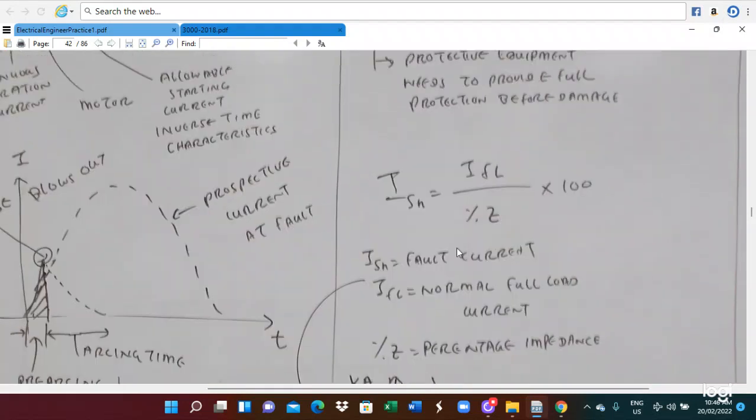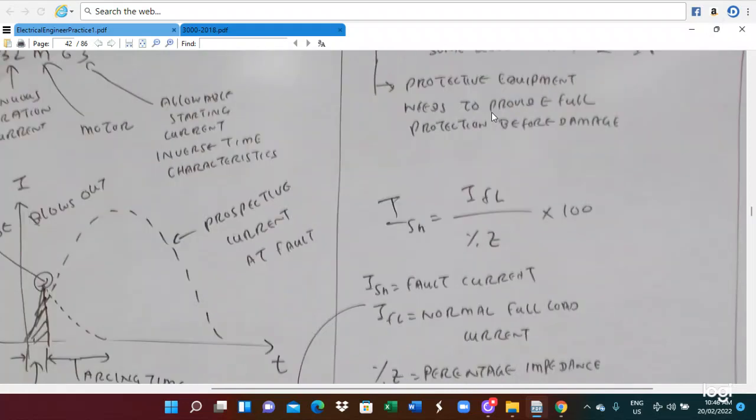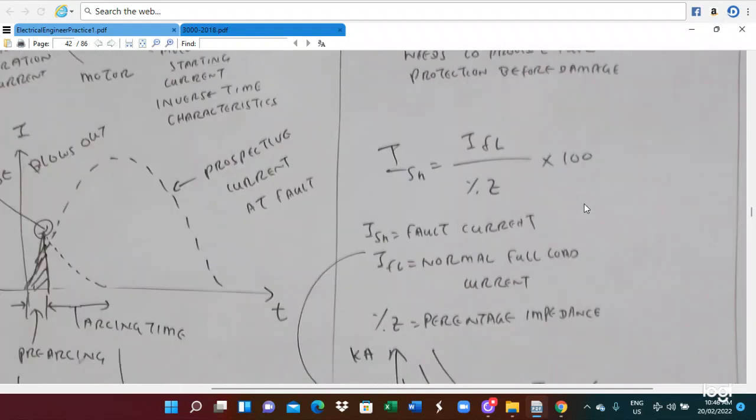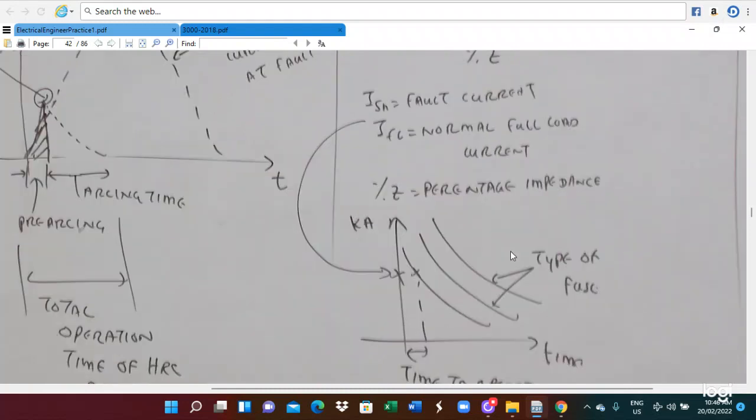So we have to calculate the level of protection. Equipment needs to withstand the short circuit level. This is the IB rating, the insulator rating, and also the protective equipment needs to provide full protection before damage. Those are important for protection. The short circuit current is calculated by this formula: IF divided by percentage Z into 100. IF is the short circuit current, IFL is the normal full load current, and percentage Z is the percentage impedance.